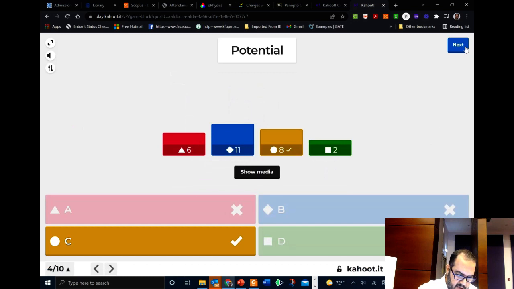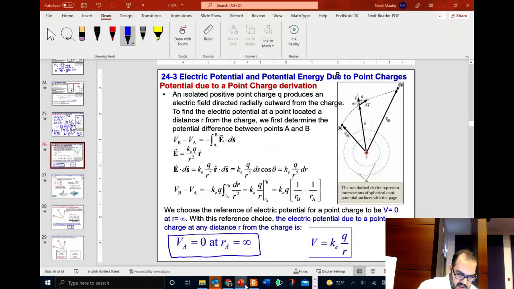We have 8 correct answers. We have 2 who chose D, but there was no choice D there. And we have 19 incorrect answers. So let's look at this here.